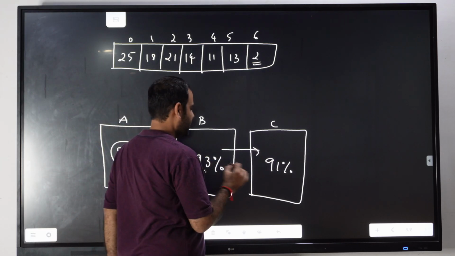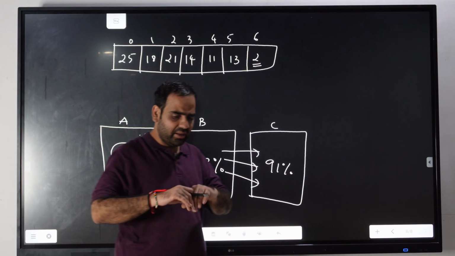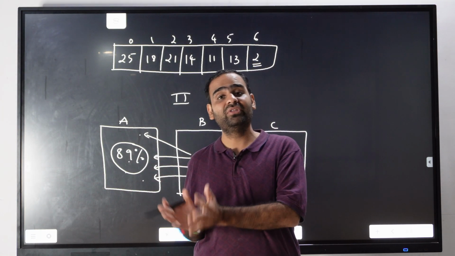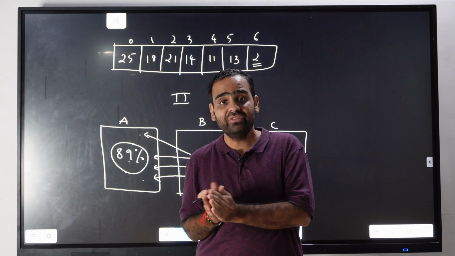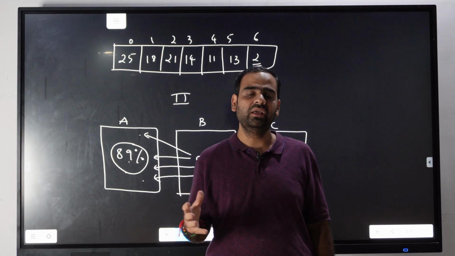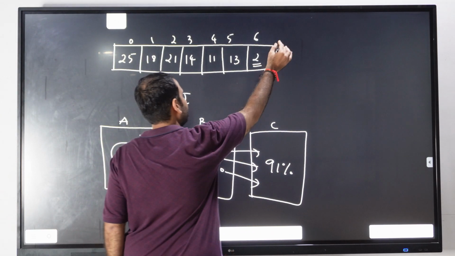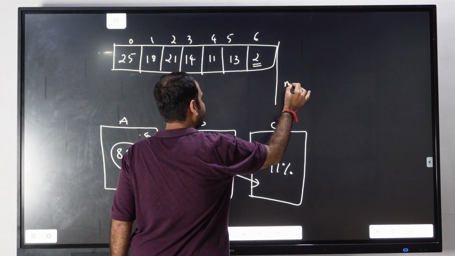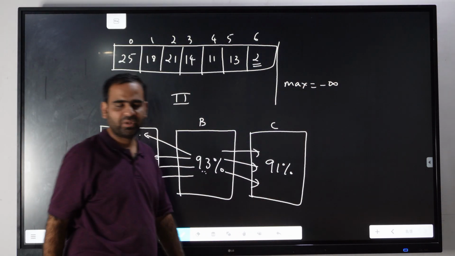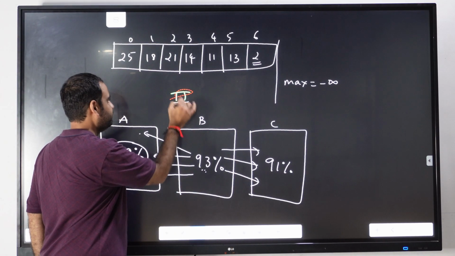Similarly for class C. That means we are not comparing each and every student, we are comparing the maximum of that group, and if that element is greater than the maximum of that group, it happens to be the maximum of the whole group. Now, similarly, we take the maximum of RHS as minus infinity. Why minus infinity? Because each and every number is greater than minus infinity.